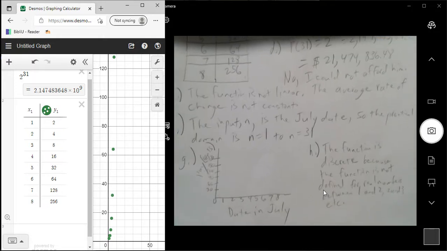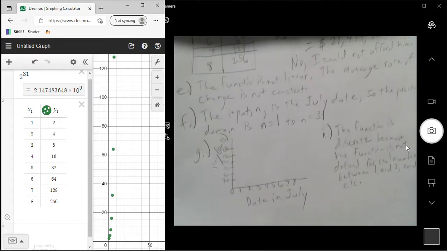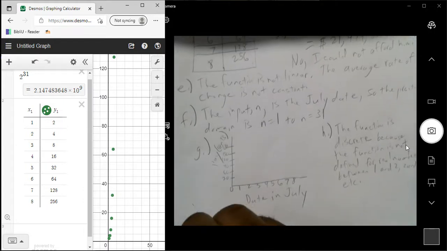Now remember how I told you when we were using dates, we're not using decimals or fractions, we're just using the date. So it's discrete because you're not using the numbers in between like 1 and 2, like you wouldn't have 1.5 or you wouldn't have 1.23. It'd just be the 1, 2, or 2 and 3. It wouldn't be anything in between those numbers. That's why it's discrete.